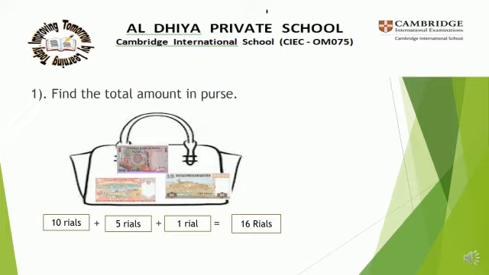What is the total amount? 16 reals. 10 plus 5 plus 1 gives the answer 16 reals.